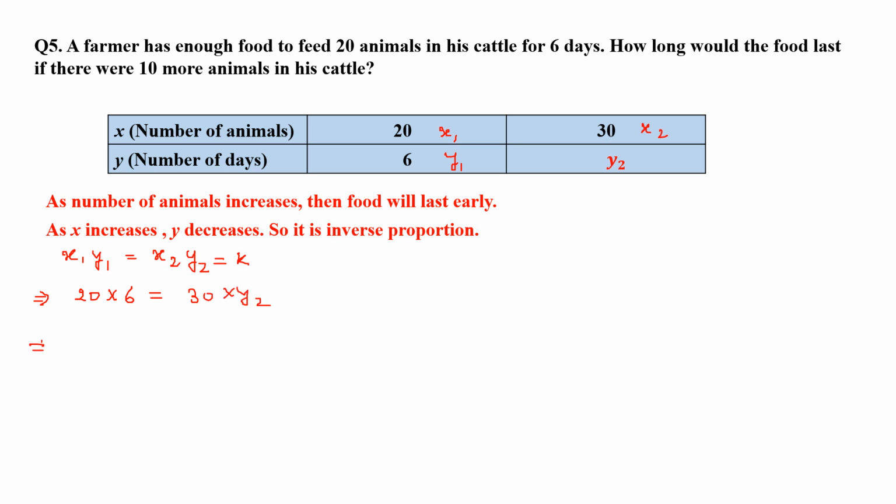So the value of y2 will be, I am transposing 30 to the other side, so it will become 20 into 6 divided by 30. Now the 0 and 0 cancel. 3 times 1, 3 times 2. So 4. So the food will last for 4 days if the number of animals is 30.